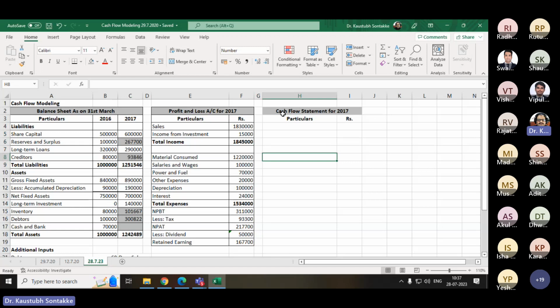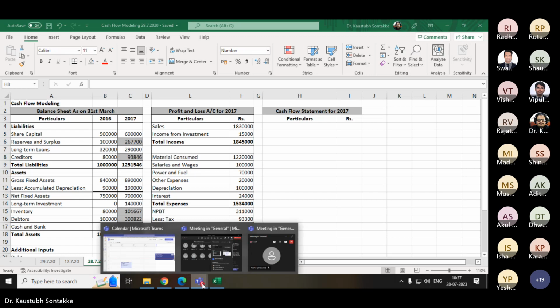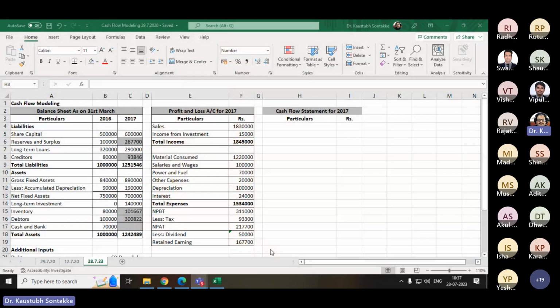Now tell me, what are the three major components of cash flow statement? Operating, financial, investment. Cash flow from operating activities, cash flow from investing activities, and cash flow from financing activities.